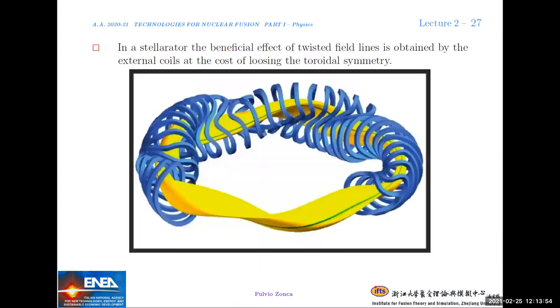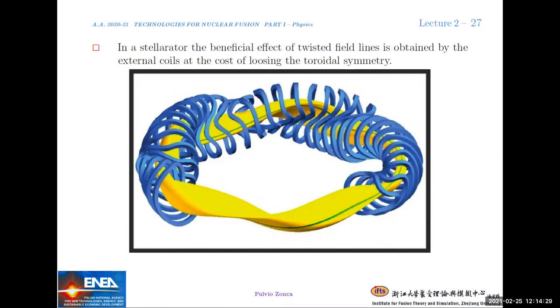So tokamak is not the only option. In a stellarator, the beneficial effects of this twisting of the magnetic field line that I told you about are preserved, rather than by having a plasma current flowing through the plasma, by twisting the coils around the plasma. So if you twist the coils, of course, the plasma will look like that. And if you take a magnetic field line, you see that it twists naturally because of this geometry effect.